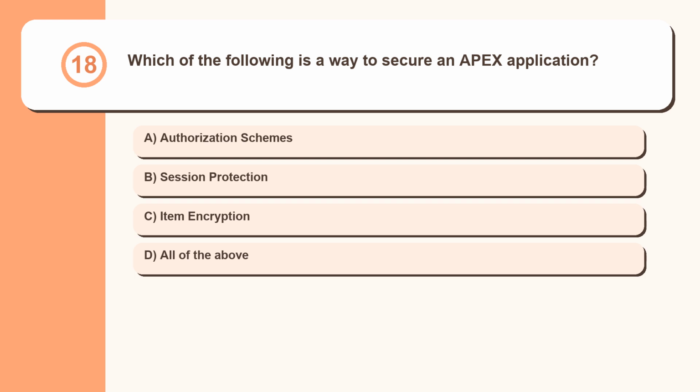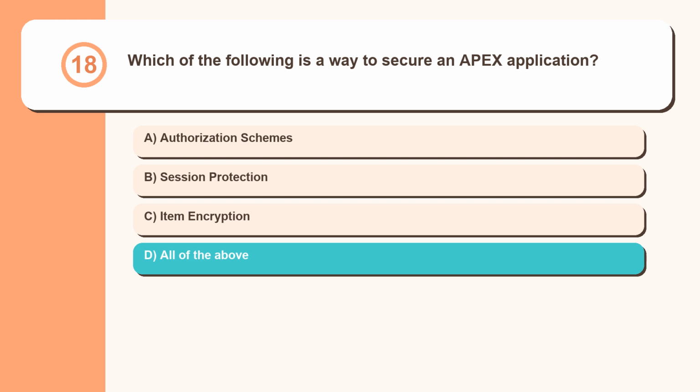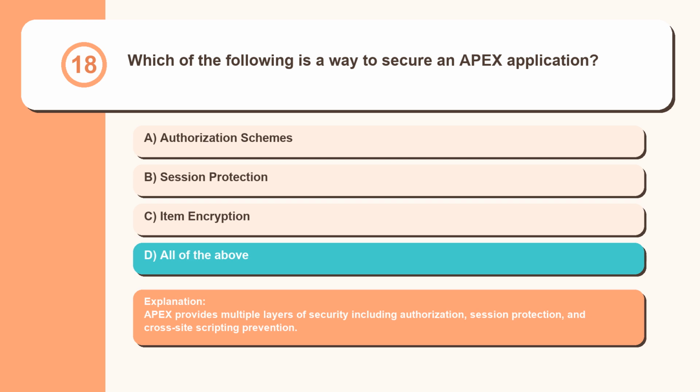Question 18. Which of the following is a way to secure an Apex application? Authorization schemes, session protection, item encryption, all of the above. Apex provides multiple layers of security including authorization, session protection, and cross-site scripting prevention.